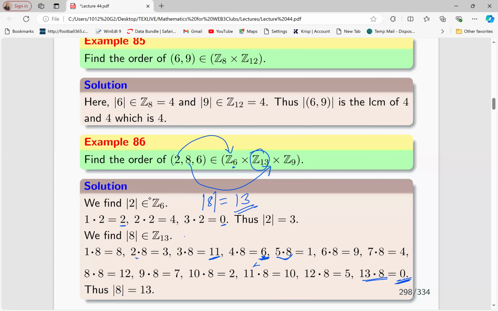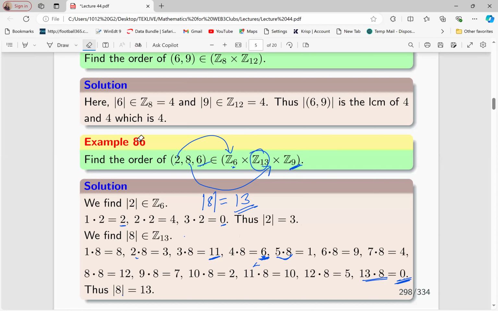But these 2 and 6 are not relatively prime, so that one you have to work out. And again, this 6 and this 9 are not relatively prime, so that one again you have to work out. But where they are relatively prime, it becomes easier, especially when you're talking about additive groups. Additive groups are not multiplicative groups.